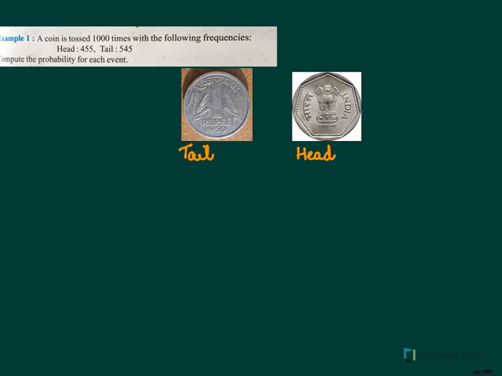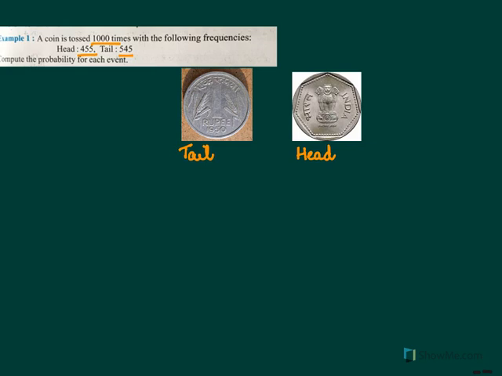Here we begin the chapter on probability. Now read the question. A coin is tossed 1000 times with the following frequencies: head 455 and tail 545. Compute the probability of each event.